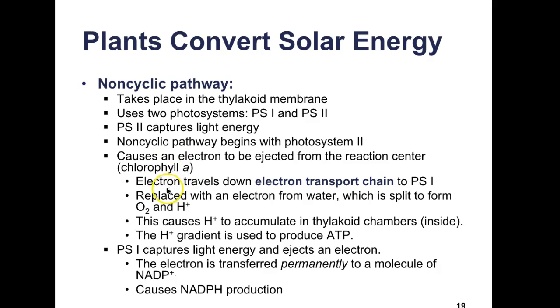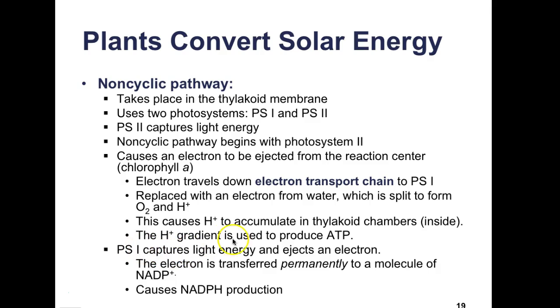So what's going to happen is it's going to cause an electron to be ejected from the reaction center, which is chlorophyll A, in there, and the electrons are going to travel down the electron transport chain to photosystem 1. The electrons there are going to be replaced with an electron from water. Remember, water is oxidized. And you also generate oxygen gas and hydrogen ions. This causes hydrogen ions to accumulate in the thylakoid chambers on the inside, and that is going to be used to establish a hydrogen ion gradient that is used to produce ATP.